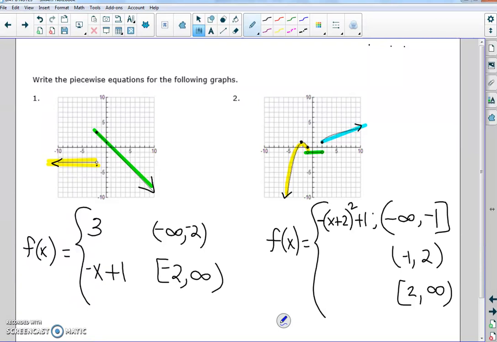My green line is a horizontal line, so it's just -1. It is constantly -1 between the x values of -1 and 2. And then I'm going to go to my blue line, which is a square root function. And my starting point has moved left 2, which remember is the opposite, up 1, so it's +1 on the outside. Let's look at the next one.